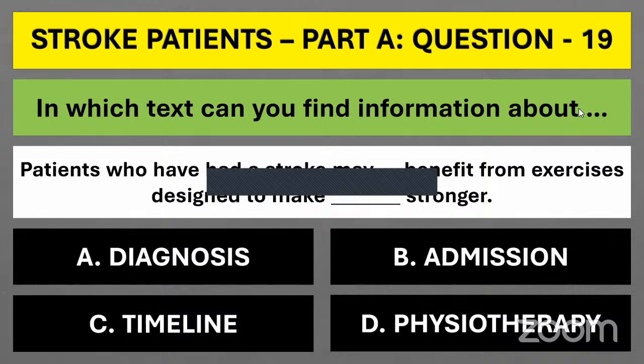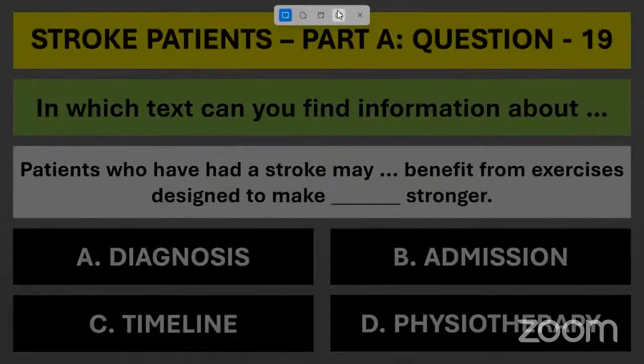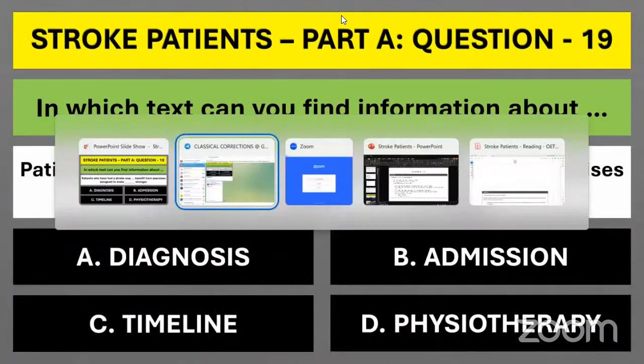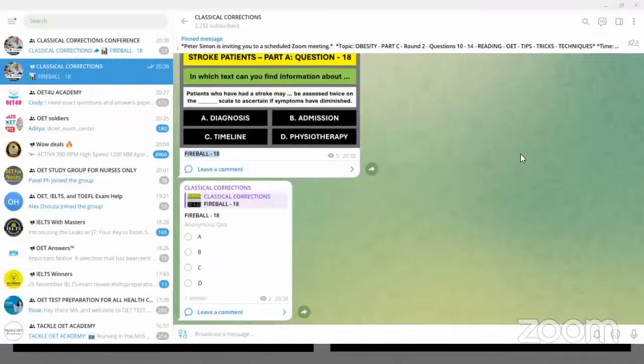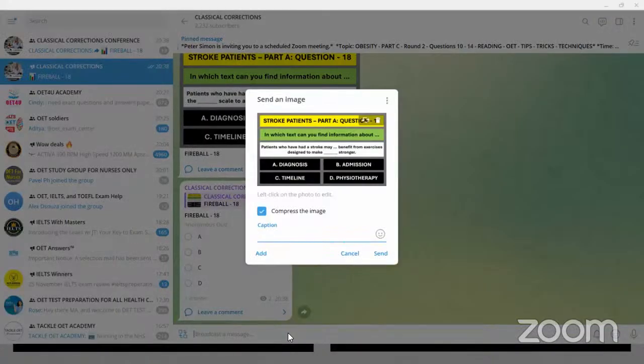So, patients who have had a stroke may benefit from exercises designed to make dash stronger. Patients who have had a stroke may benefit from exercises designed to make a dash stronger. Okay, now think about this. What is the keyword which will help you to decide where to go, A or B or C or D?